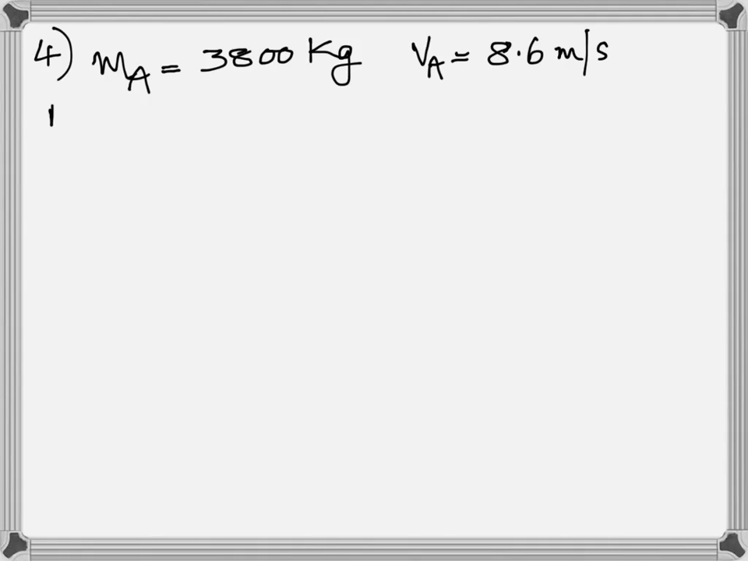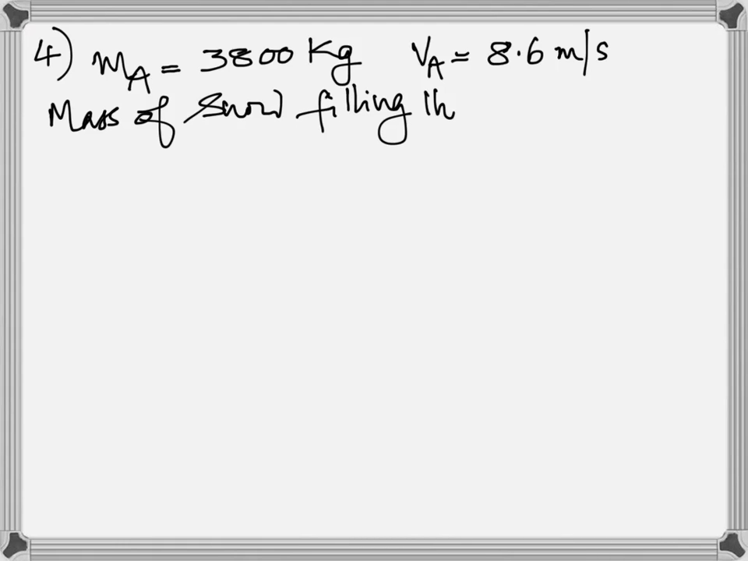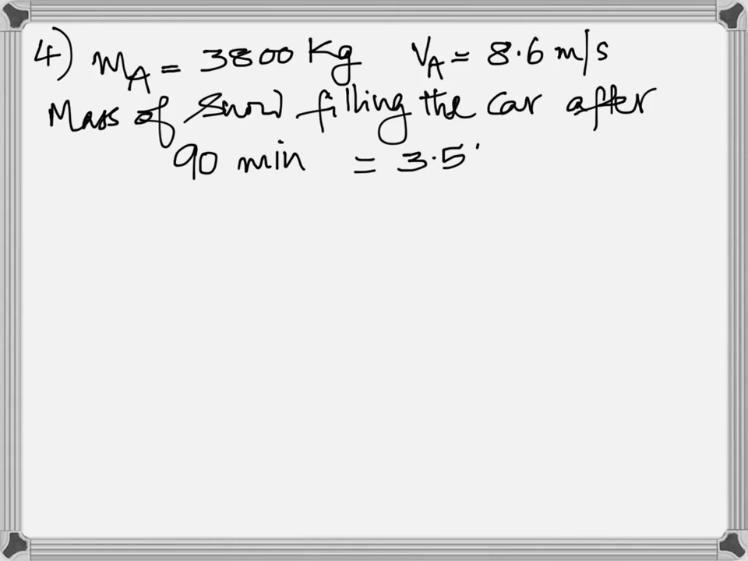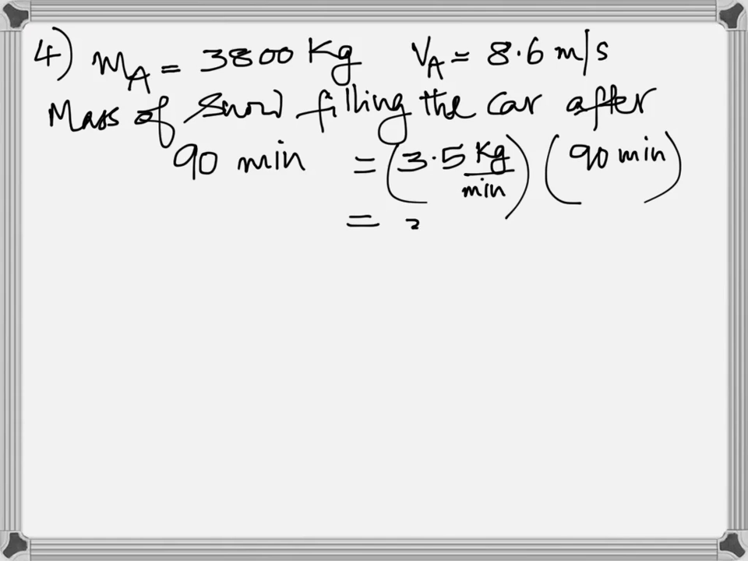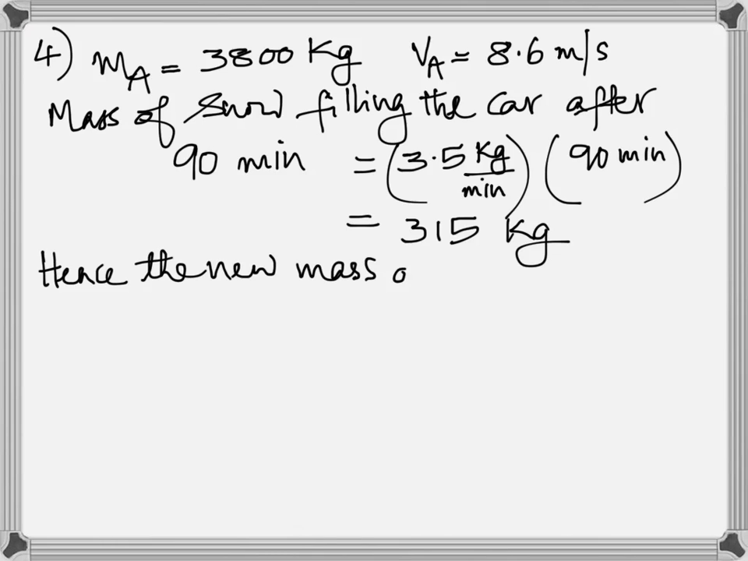Question 4. 3,800 kilogram open railroad car. Snow is falling into it at 3.5 kilograms per minute. No friction. And therefore, after 90 minutes, the total amount of snow that has been falling is 90 multiplied by 3.5, which is 315 kilograms. So the mass of the railroad car increases by that amount.